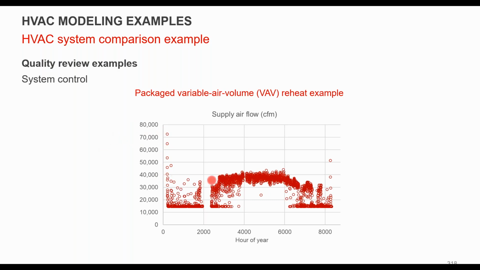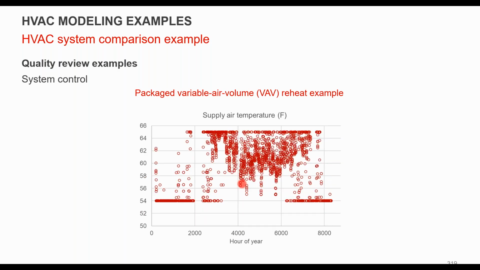But through the summer, it's operating around 40,000 CFM, and in the winter you're seeing it hitting down to, say, the 15,000 CFM minimum box position. So for the most part, again, it looks like it's operating correctly.